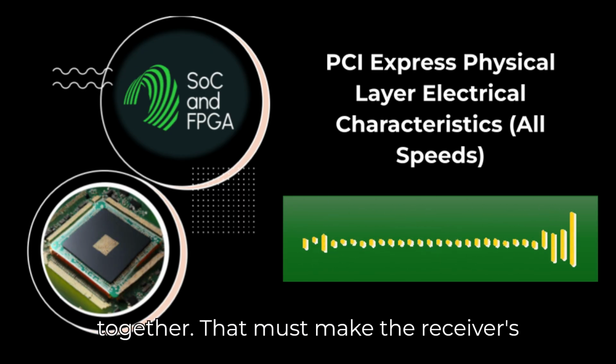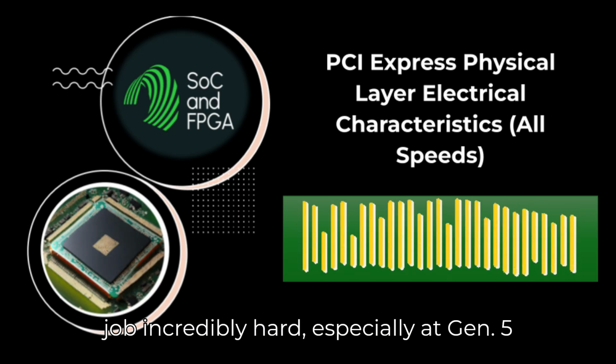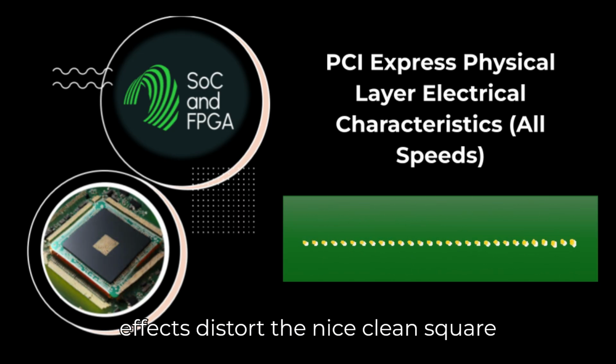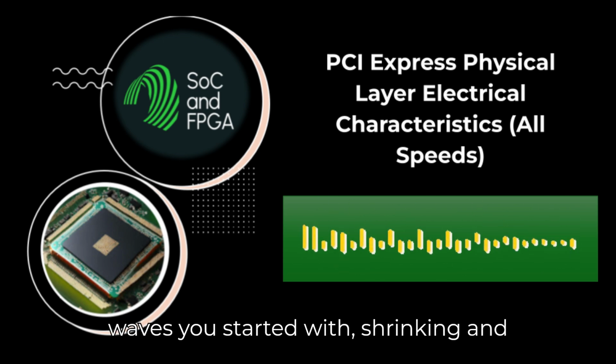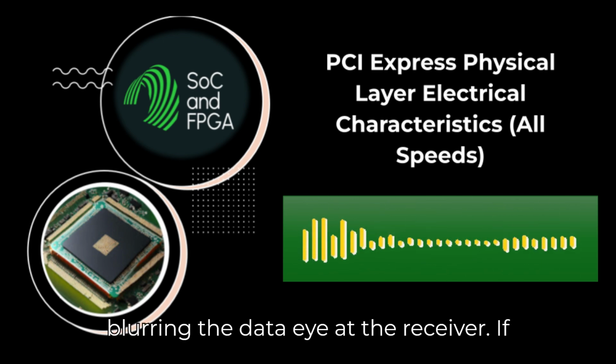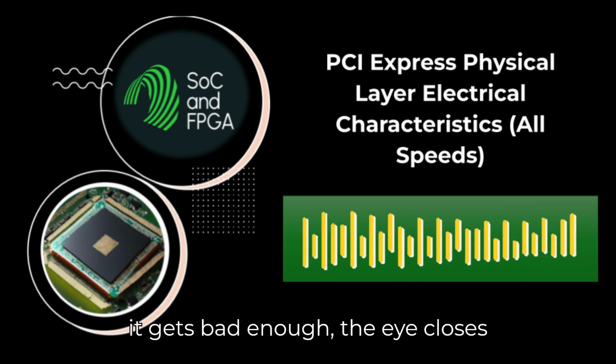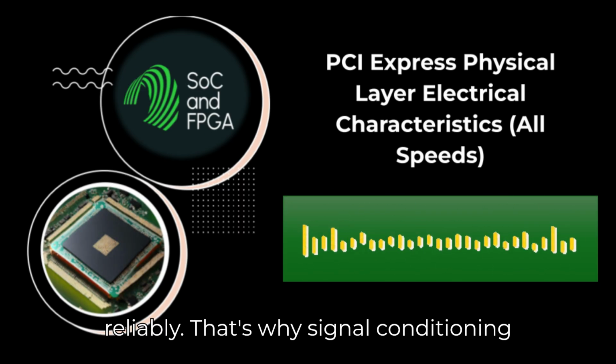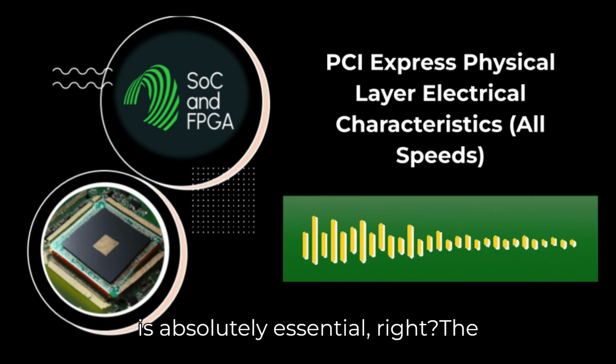That must make the receiver's job incredibly hard, especially at Gen 5 or Gen 6 speeds. You got it. These effects distort the nice, clean square waves you started with, shrinking and blurring the data eye at the receiver. If it gets bad enough, the eye closes completely, and you can't tell a 1 from a 0 reliably. That's why signal conditioning is absolutely essential.